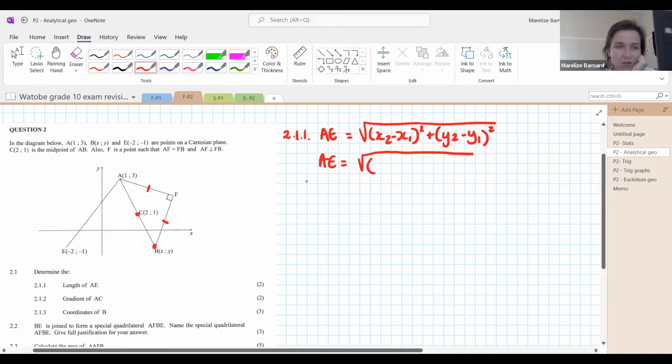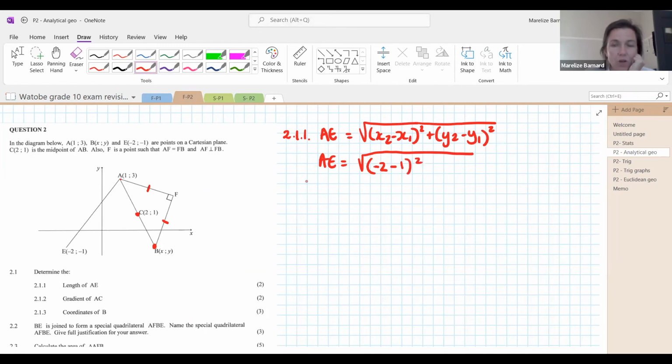So we got x2. Doesn't matter which one you choose as your x2. It's as long as you follow the same order with your y's. So minus 2 minus 1 and then minus 1 minus 3 squared. Guys, if you're getting a negative answer, look again. Distance can never be negative. Distance is always positive.